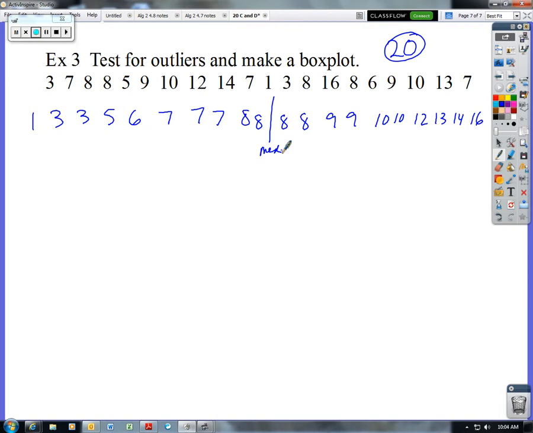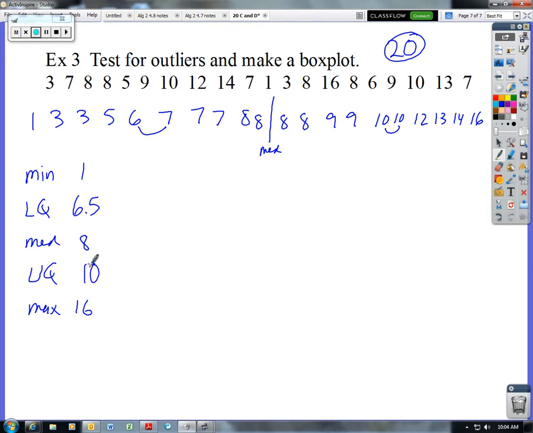So let's do our 5-number summary over here. Min, lower quartile, median, upper quartile, max. Median is 8, min is 1, max is 16. Okay, I have an even number, so I'm going to do half of these. There's 10 of these, so 1, 2, 3, 4, 5. So here's going to be my lower quartile. 1, 2, 3, 4, 5. So 10 is my upper quartile.